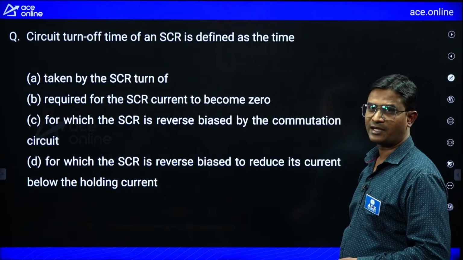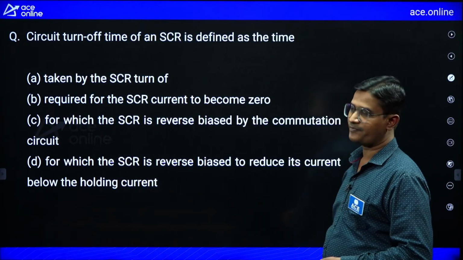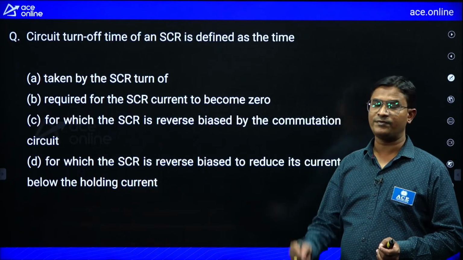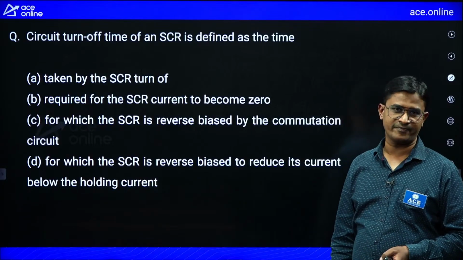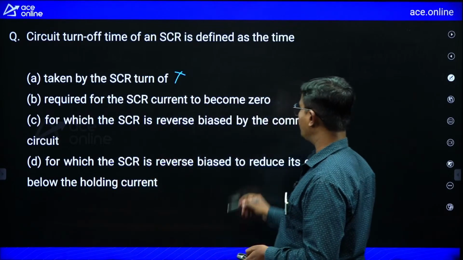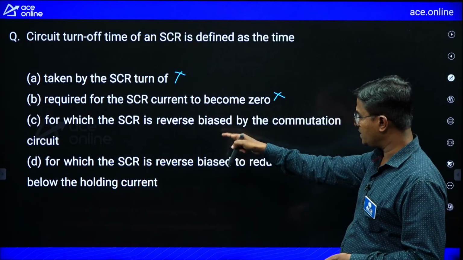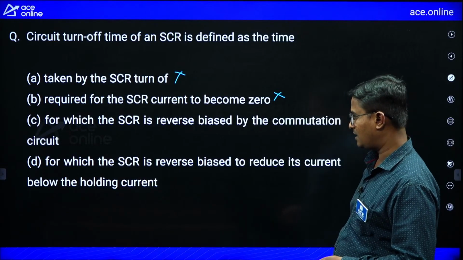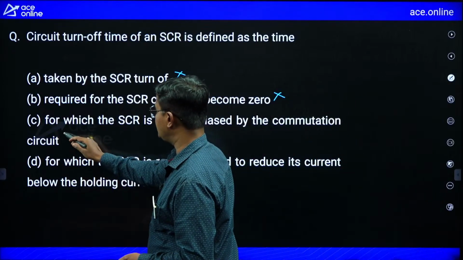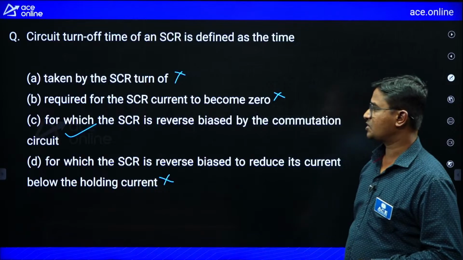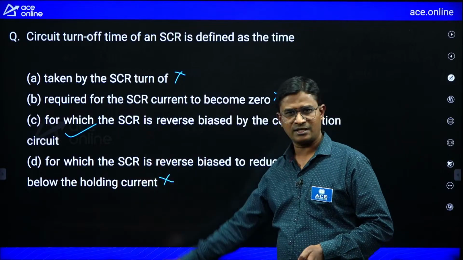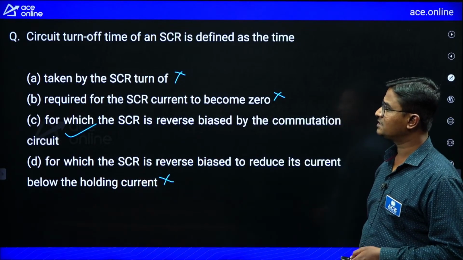Next, circuit turn off time of an SCR is defined as the time. What is the definition of circuit turn off time? It is a time during which reverse voltage is maintained across SCR, right? Option A, time taken by SCR to turn off. No. Required for the SCR current to become 0. No. For which SCR is reverse biased by the commutation circuit, and for which SCR is reverse biased to reduce its current below holding current. So option C is the correct option. Reverse voltage is maintained, that is reverse biased, and who is maintaining that reverse voltage? Commutation circuit, right? So option C is the correct option.